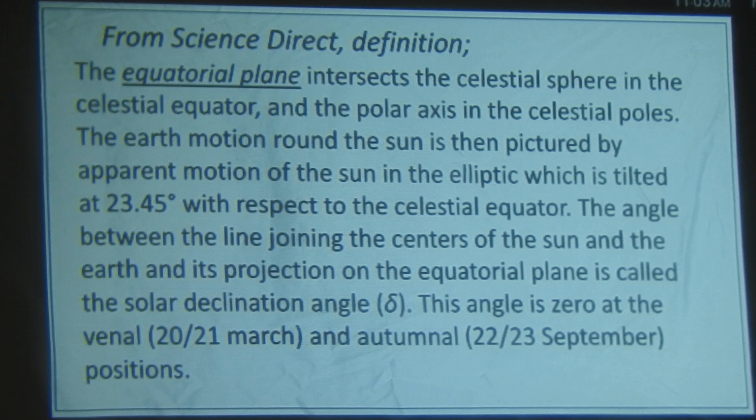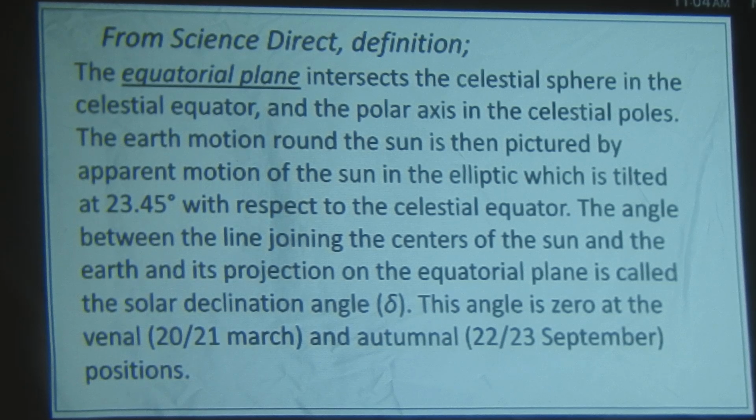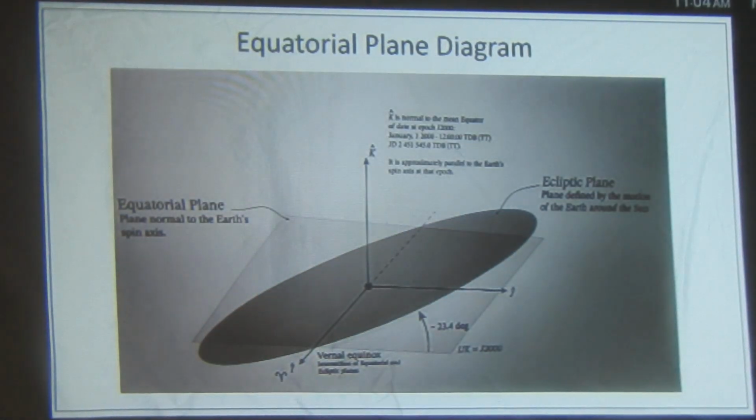The angle between the line joining the centers of the sun and the Earth and its projection in the equatorial plane is called the solar declination angle. We talk a little bit about that in our book. And the angle is 0 at the vernal equinox, the spring equinox, 20-21 March, and the autumnal, or fall, equinox, 22-23 September. So quite a definition. Let's get a kind of a picture.